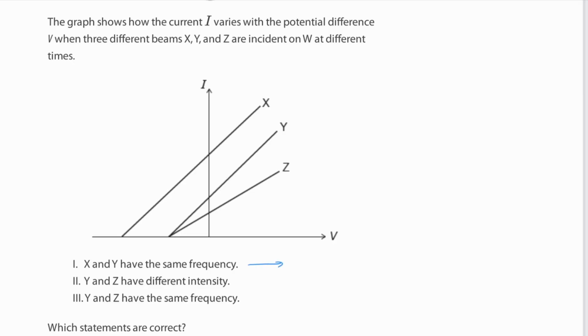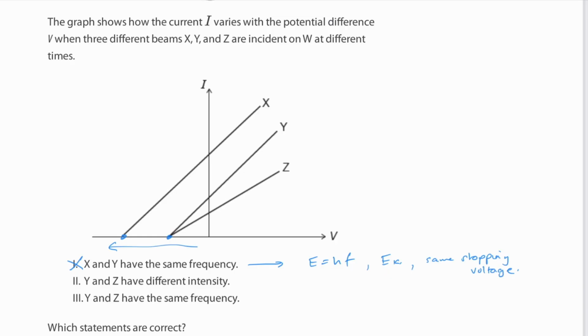Let's have a look at this one first. If they have the same frequency, then they have the same energy. And if they have the same energy, then the electrons emitted have the same kinetic energy. But given that the voltage is required to stop this kinetic energy, that means they would have the same stopping voltage. And the stopping voltage is shown along here. They don't have the same stopping voltage. They've got different stopping voltages. So 1 is not true.